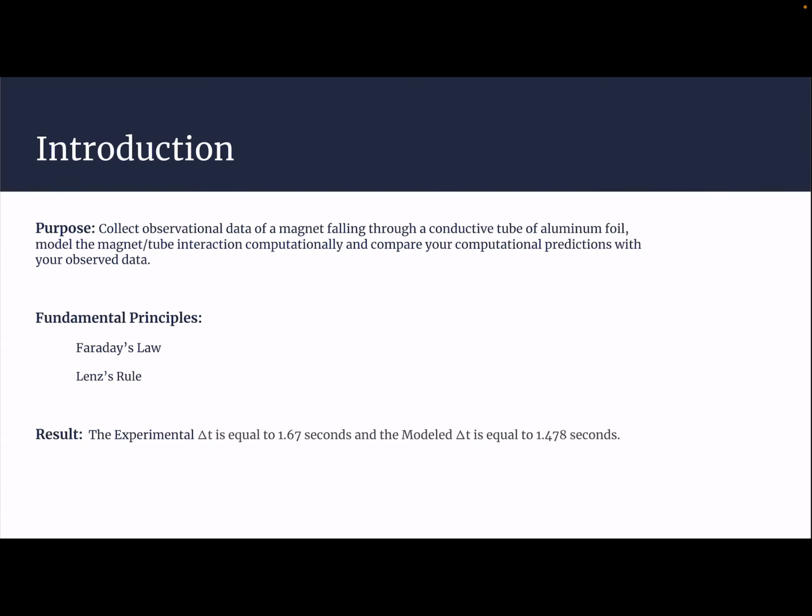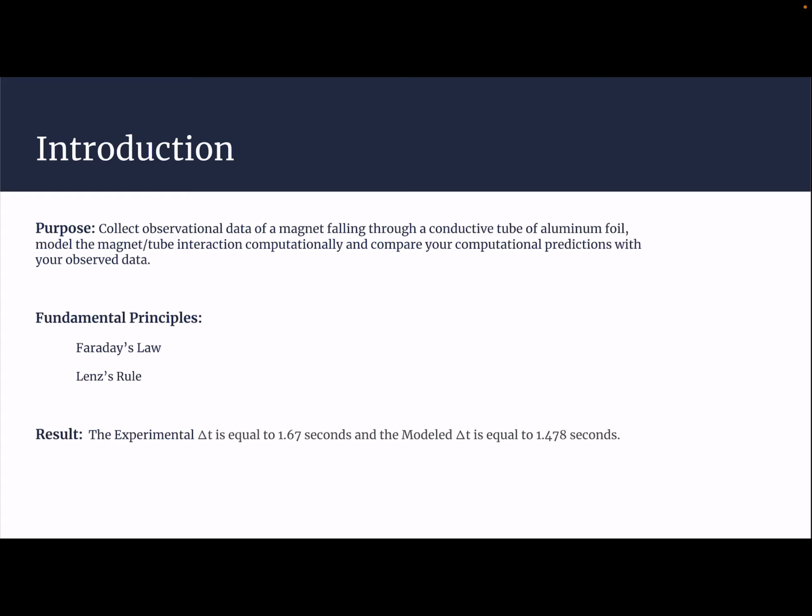experiment. The purpose of this experiment is to collect observational data of the magnet falling through a conductive tube of aluminum foil, model the magnet interaction computationally, and compare the computation predictions with the observed data. The fundamental principles we covered during this lab were Faraday's law, to help us find the quantitative relationship between the magnitude of a non-Coulomb electric field and the rate of change of the magnetic field. We also used Lenz's rule to get a non-Coulomb electric field to drive current in the directions that would make the magnetic field that attempts to make the flux constant. The result was that the experimental data took 1.67 seconds and the model data took 1.478 seconds.